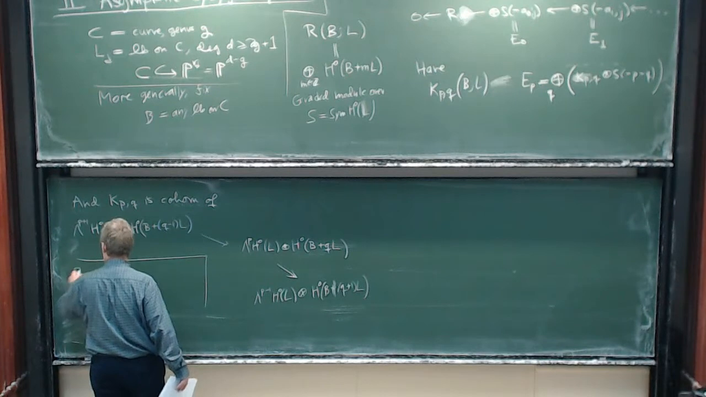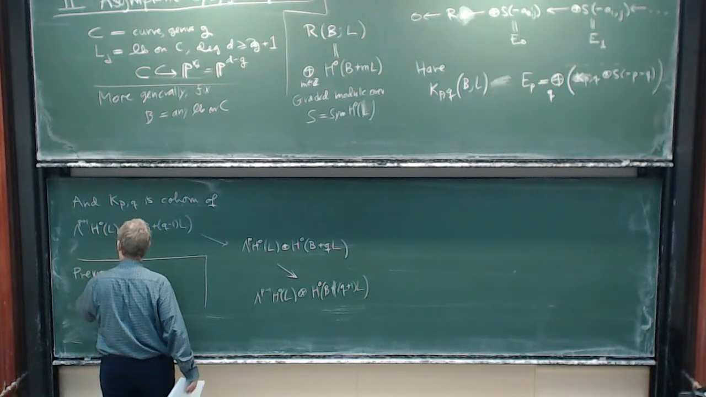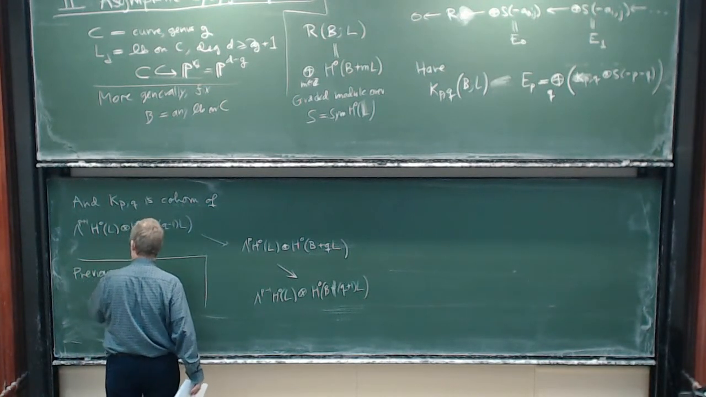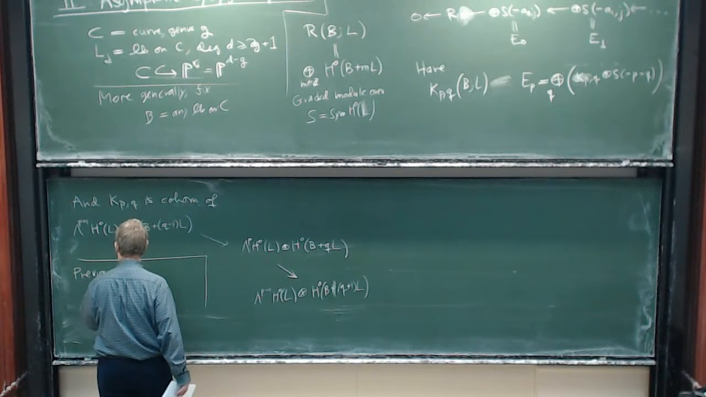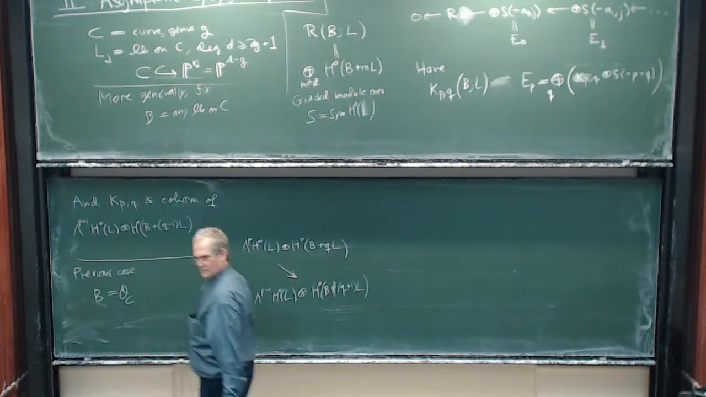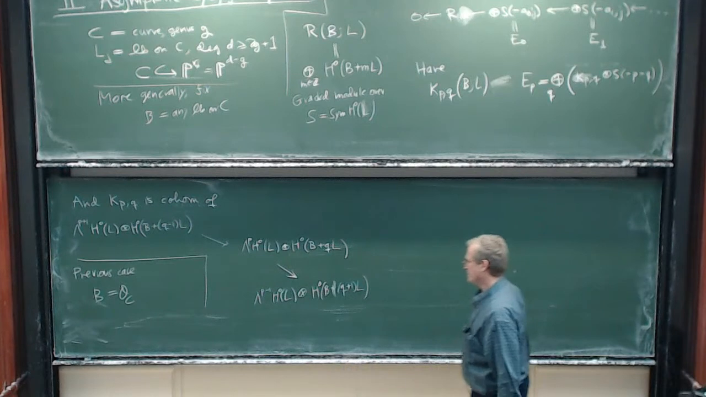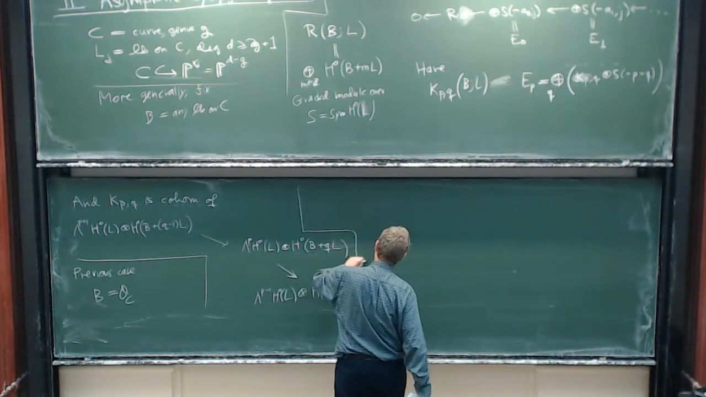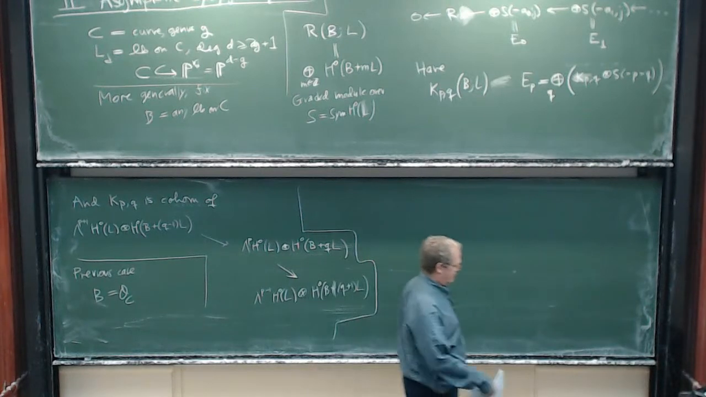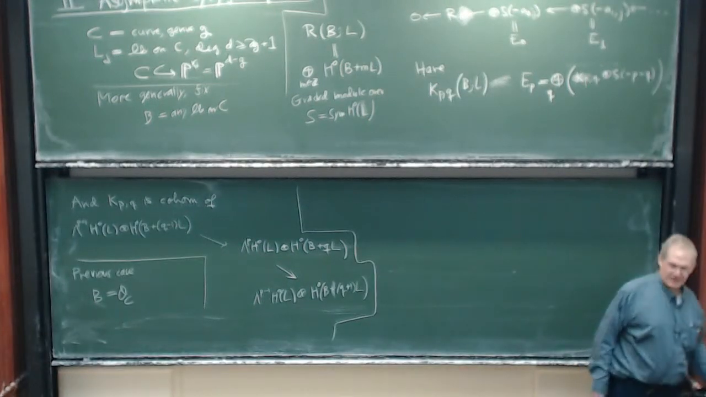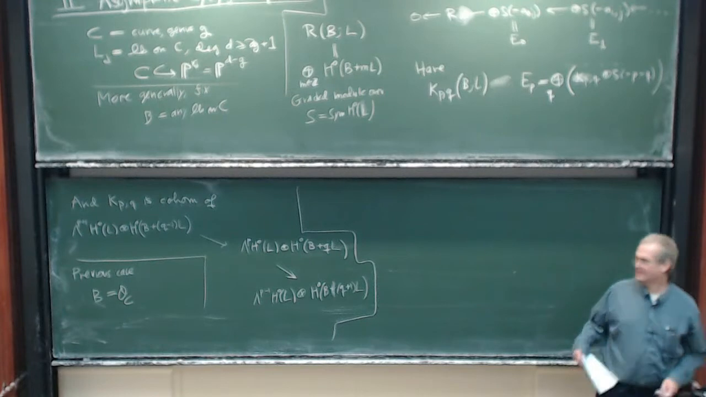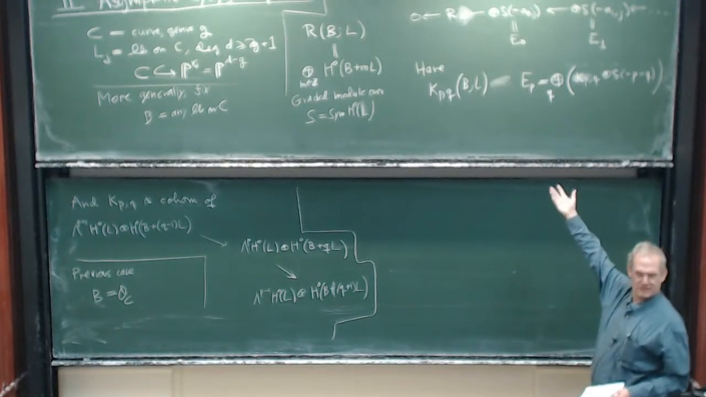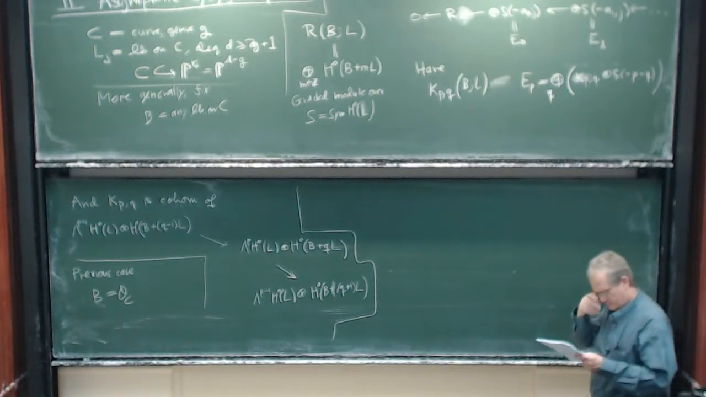So the previous case, the one we looked at before, is when B is just O_C. B is trivial. So the one thing that happens is that when B is O_C, then basically these resolutions tell you about the resolutions of the homogeneous ideal of C. These don't carry any such completely obvious meaning. They are what they are.